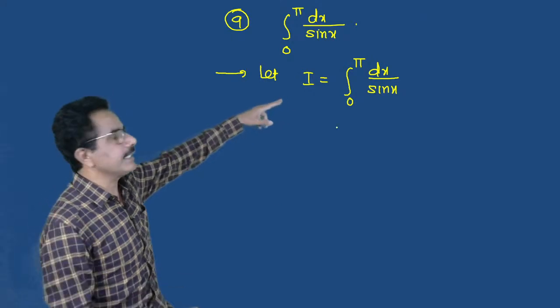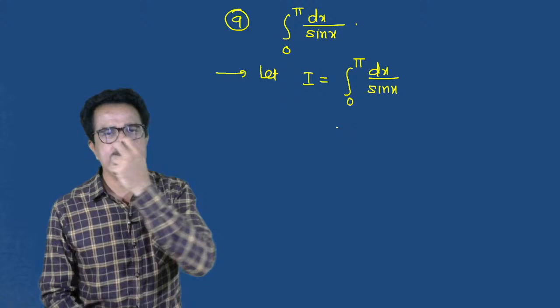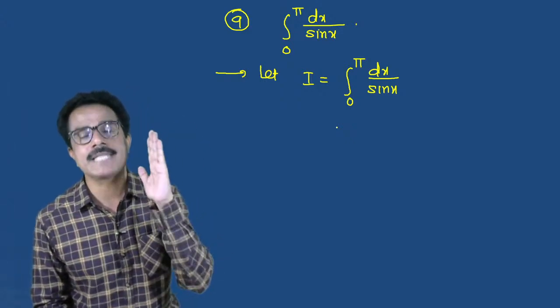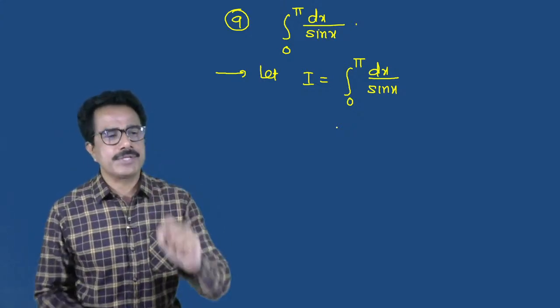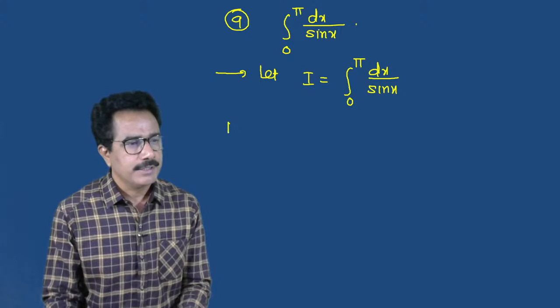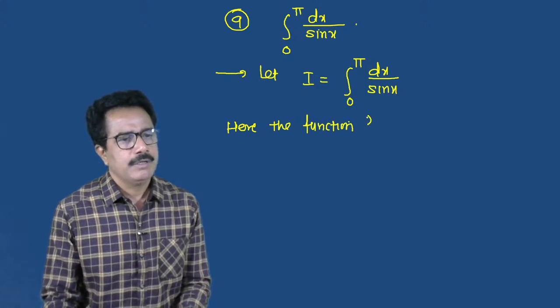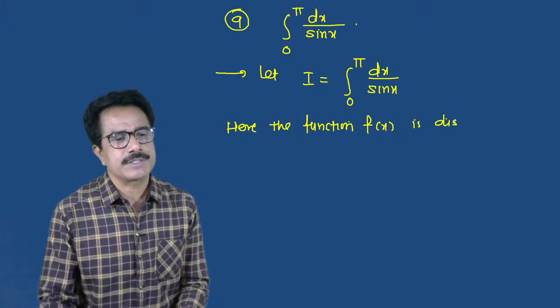See this. In this integral, the lower limit is 0 and the upper limit is pi, which means both limits are finite. But if we observe the function f of x, the function f of x is discontinuous.